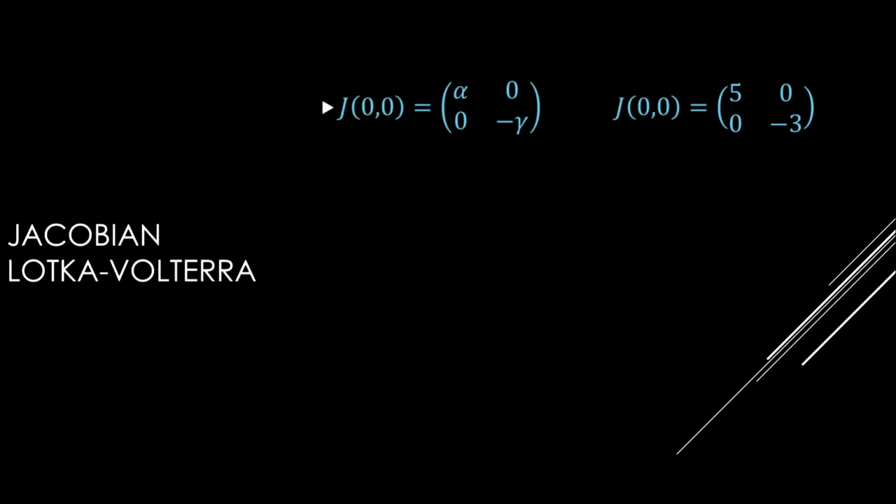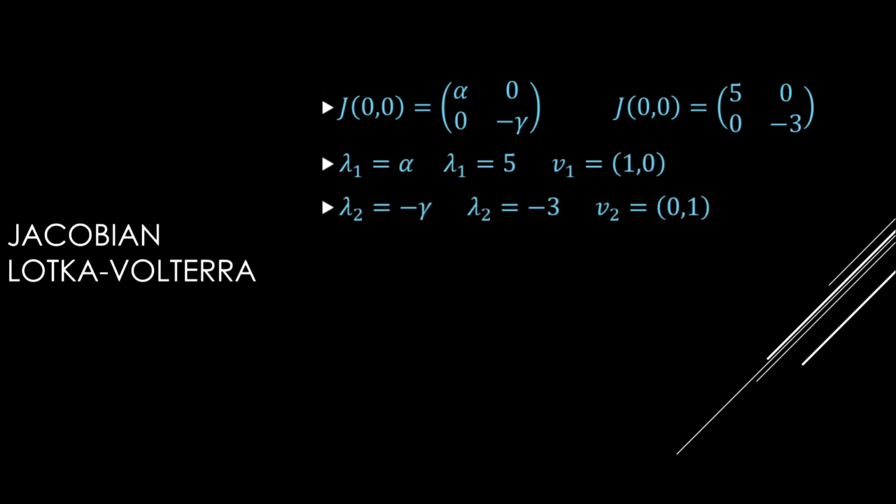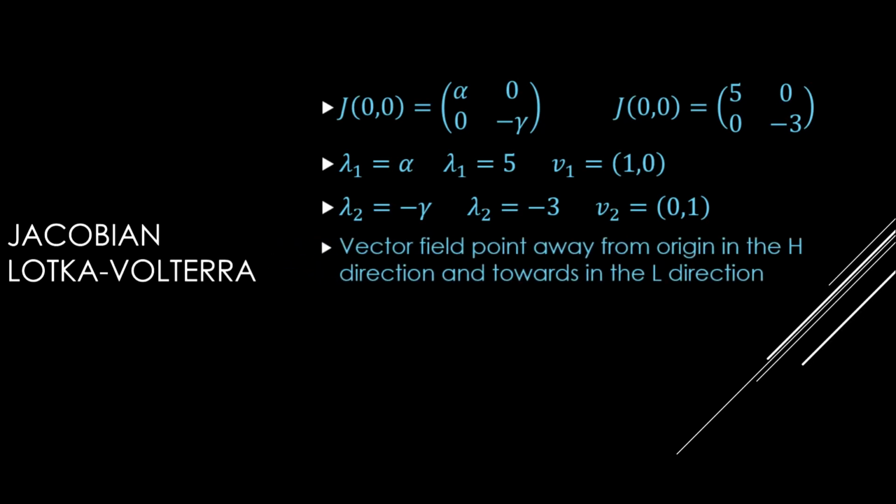First, let's evaluate our Jacobian at our first equilibrium point, 0, 0. Putting the numbers from our example earlier, we end up with the matrix 5, 0, 0, negative 3. Finding our eigenvalues and eigenvectors, we get a positive eigenvalue in the direction of 1, 0, and a negative eigenvalue in the direction of 0, 1. This makes it so that the vector field points away from the origin in the H direction, or the 1, 0 direction, and towards the origin in the L direction, or the direction of 0, 1. This makes 0, 0 a saddle point.